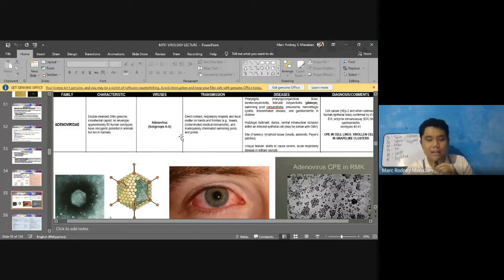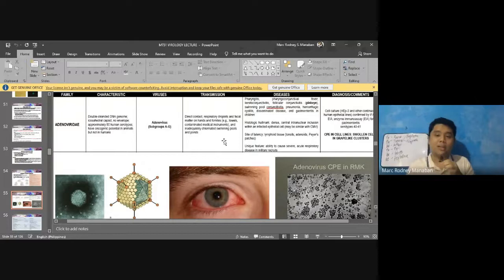G. All right. Now, the main mode of transmission is direct contact, all right, or respiratory droplets and fecal matter on hands and fomites, all right, such as towels and medical instruments. They can also be transmitted through contaminated or inadequately chlorinated swimming pools, all right, and ponds, so through water, all right, so direct contact with infected materials.